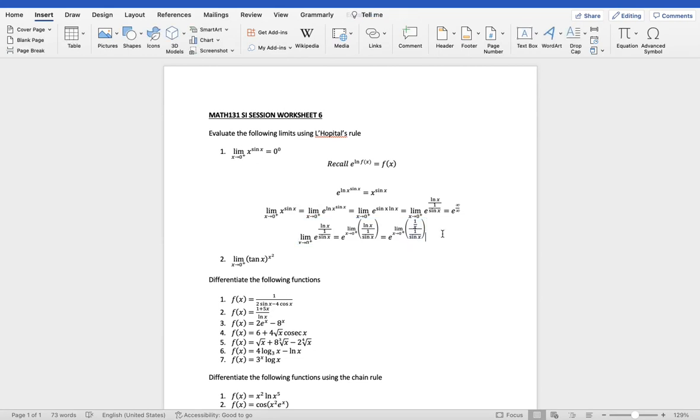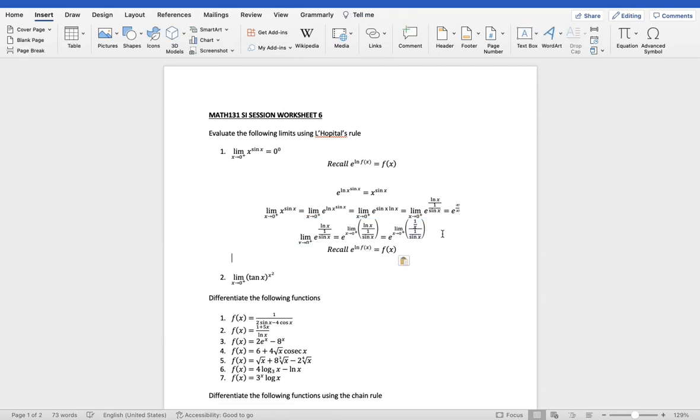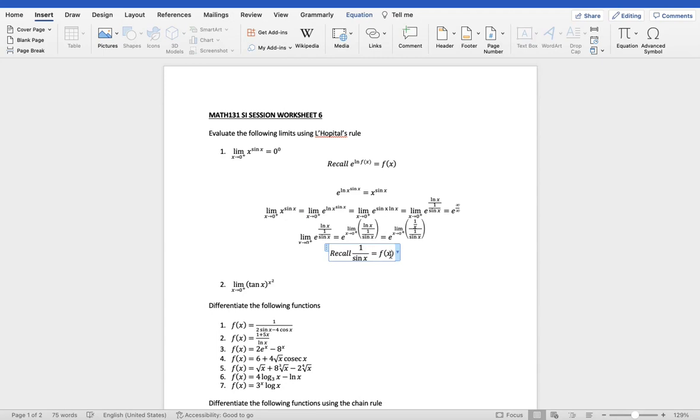So let's note a few things. First, you can recall that 1 over sine x is the same as just cosec of x. Right. So if you want, you can just substitute that in, okay? So let's substitute cosec of x there. It's just so we have a simpler form. Maybe it makes more sense.